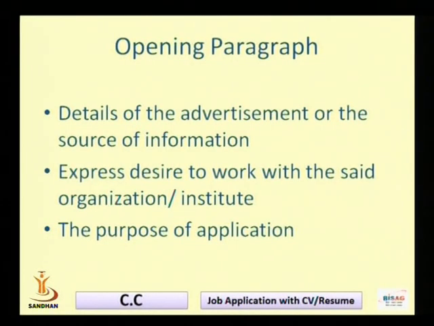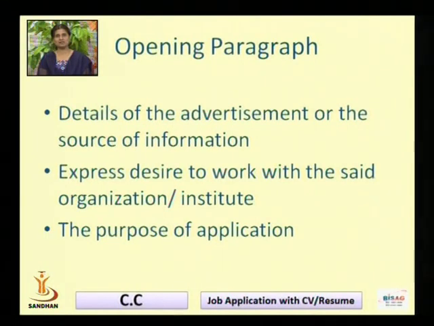Next, we have the body of the letter. This is in fact the heart of your cover letter, and it starts with an opening paragraph. In the opening paragraph, what you state is the purpose for which you are writing an application. You can also write the source from where you got the information regarding this post. All that you can state, and also tell that you are interested in this job. Whatever you want to state about the purpose and the need, you can write it in the opening paragraph.